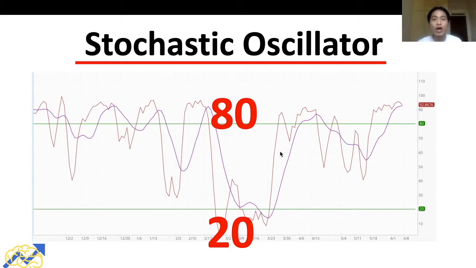Where the stochastic oscillator tends to remain is between the range of 80 and 20. So from this point to this point. So typically the stochastic oscillator tends to oscillate between these two ranges. Now that we know how the stochastic oscillator works, let's take a look at some examples of how we can use the stochastic oscillator in our trading.